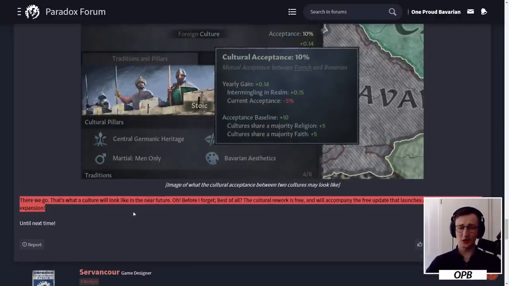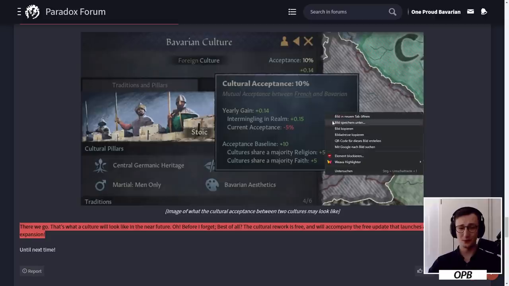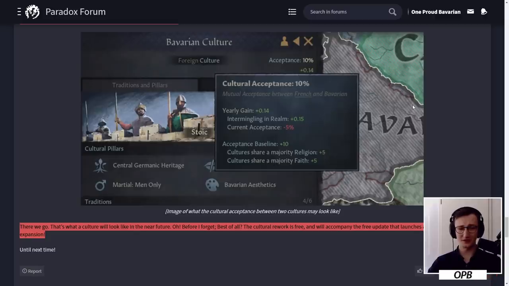There we go. That's what a culture will look like in the near future. And of course, all of this will be free. I'm a huge fan. You know what I'm also a fan of? What do you look at this?